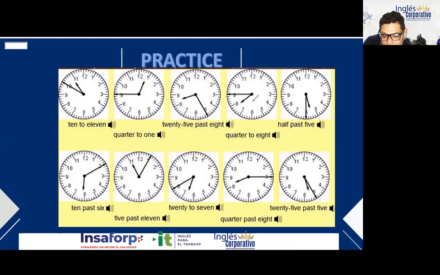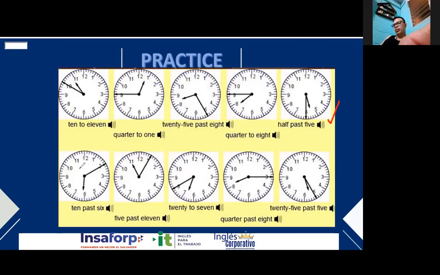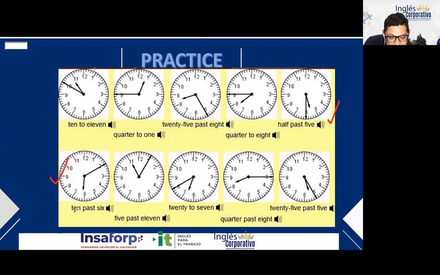Veamos otro ejemplo. Tenemos 7:45, que en este caso es 15 minutos para las 8. It's 7:45. Yes. Vamos viendo las dos formas. ¿Cómo se dicen? Y 5:30. It's 5:30. Okay, 6:10. It's 6:10, right? O sea, las 6:10, 10 minutos pasadas a las 6, we have that one.